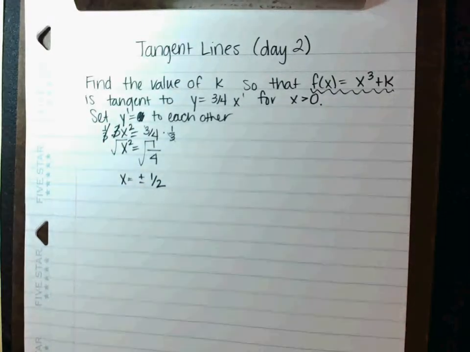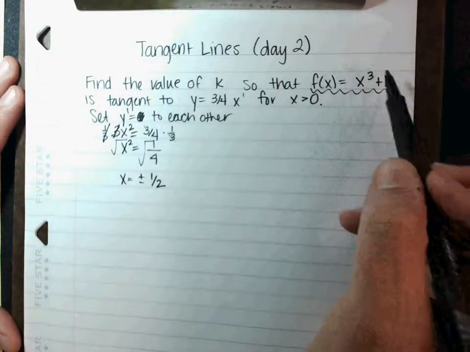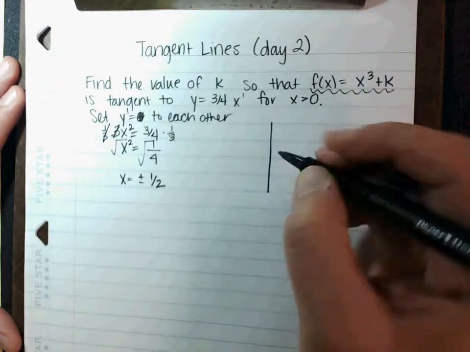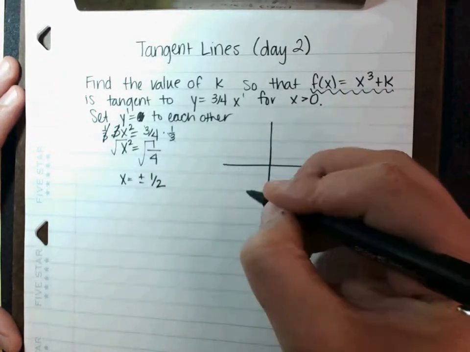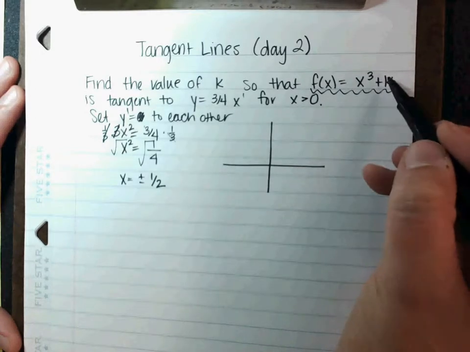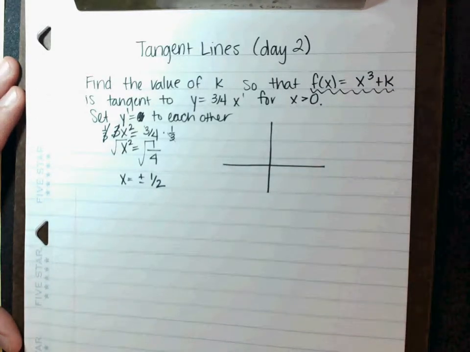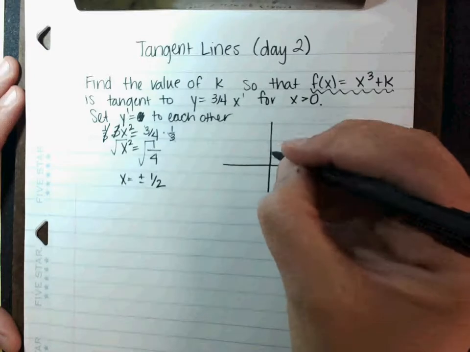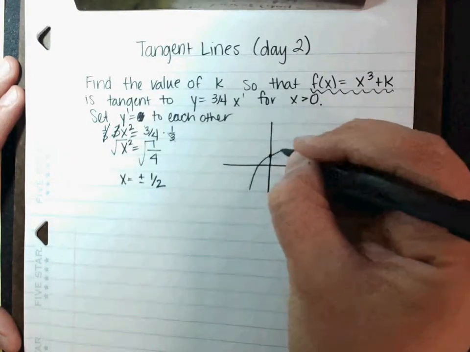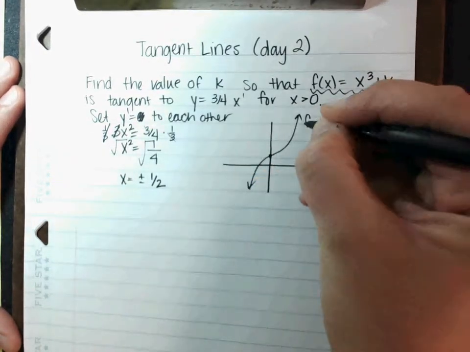Very good. So real quick, let's think about a picture of this graph just for a second to understand what we're doing. What does x cubed plus k look like for our f of x? What shape? Cubic function. Okay, so it's cubic, and then the plus k means that we don't know where it's going to hit the axis, right? So let's just put k here-ish. Okay, so that would be our f of x.